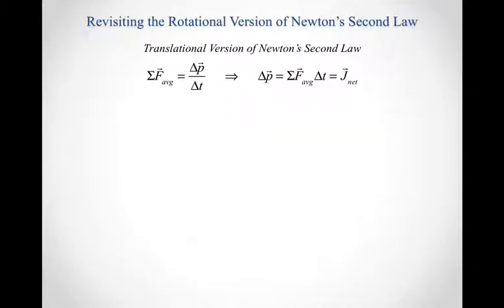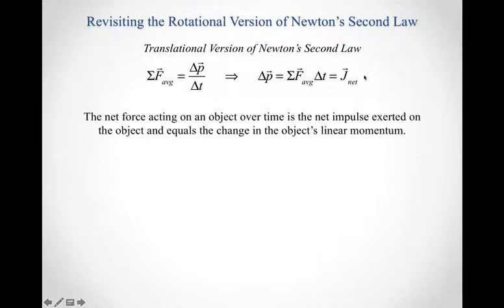One of the things we talked about is that of course I can rearrange this equation, and when I rearranged this equation and solved it for delta p, it basically gave me the impulse-momentum theorem, which told me that the change in the linear momentum of an object is equal to that average net force acting on the object times however long it acts, and we said that defines what we're going to call the net impulse. So the net force acting on my object over time tells me what the net impulse exerted on my object is, and that's going to equal the change in the object's linear momentum.